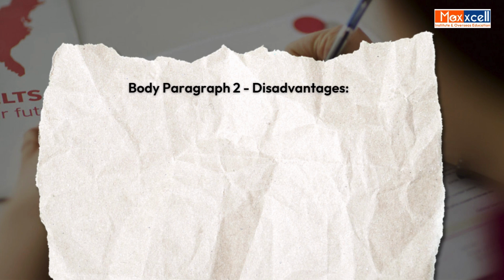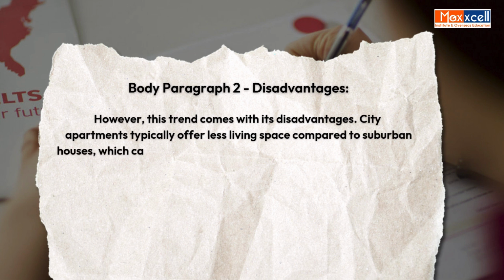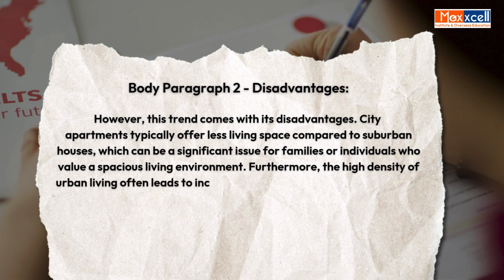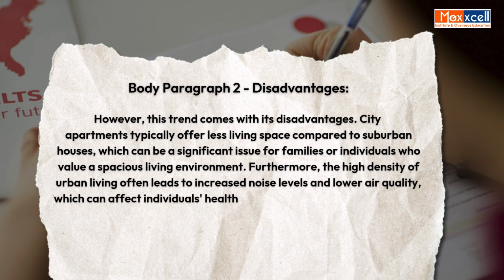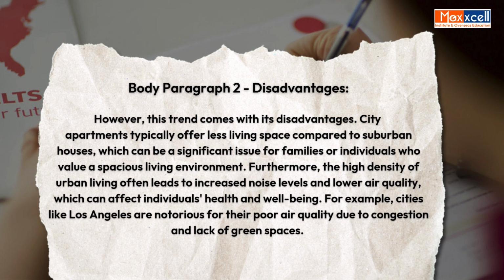Body paragraph 2, disadvantages. However, this trend comes with its disadvantages. City apartments typically offer less living space compared to suburban houses, which can be a significant issue for families or individuals who value a spacious living environment. Furthermore, the high density of urban living often leads to increased noise levels and lower air quality, which can affect individuals' health and well-being. For example, cities like Los Angeles are notorious for their poor air quality due to congestion and lack of green spaces.